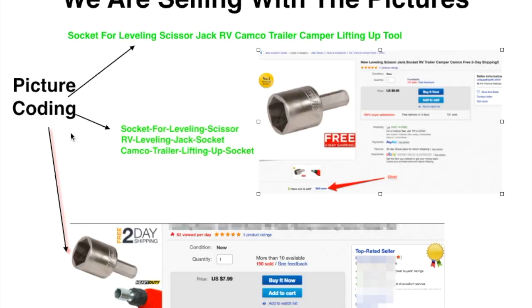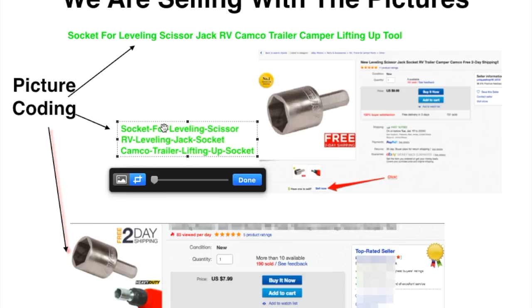So what do I mean by picture coding? Those keywords, like this keyword, the socket for leveling jack, must be connected to the main picture. The pictures by themselves must be different. This guy used the same pictures from Amazon, which is not good, because that's not how sales work. It's just what everybody else is doing.